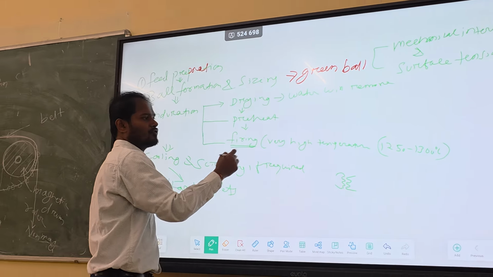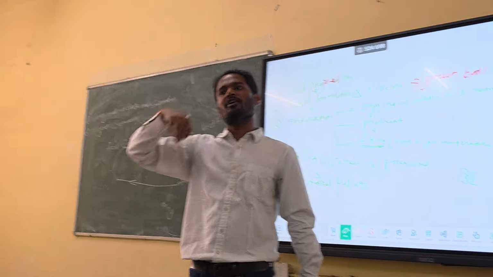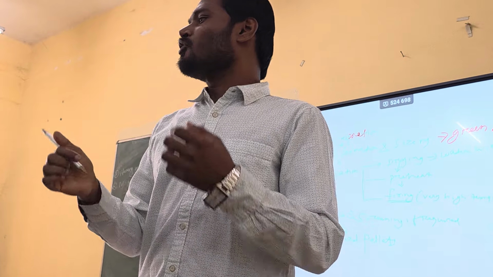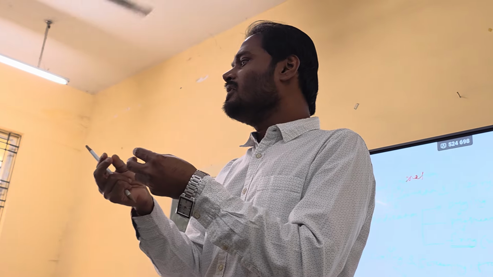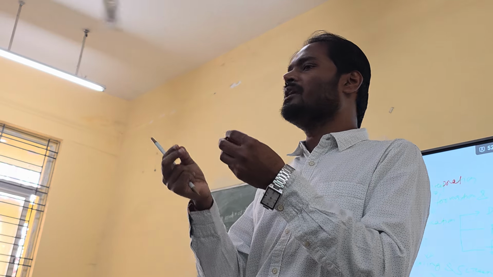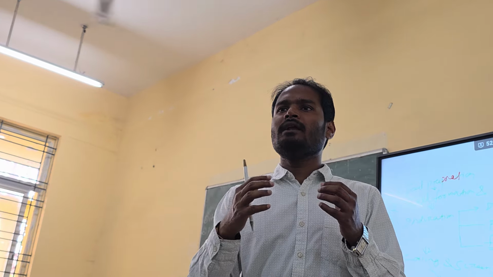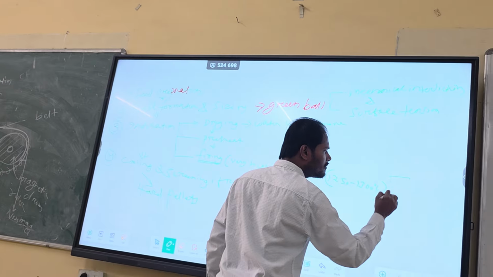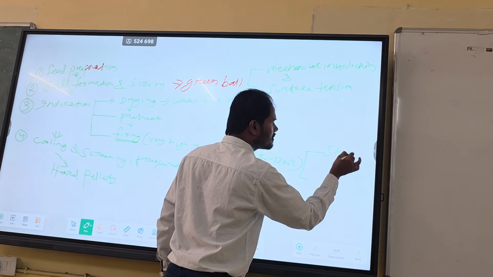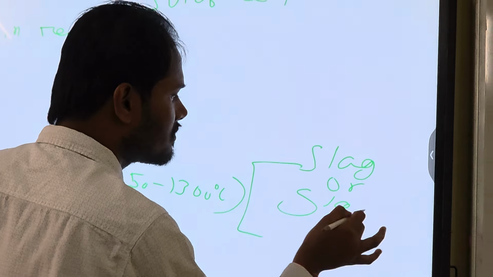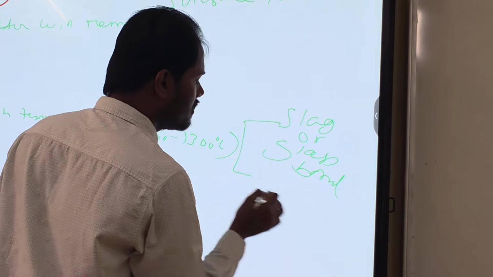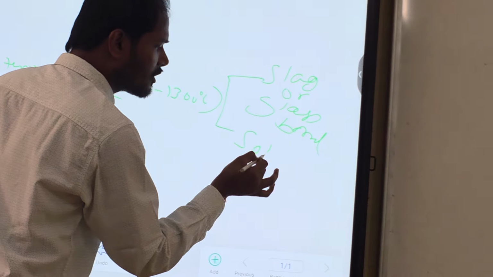Then firing. So firing, what exactly happens? You are taking it to a very high temperature, right? So they will become softened. Somewhat melting will be there. Some melting may be there. Some softening will be there. And two kinds of bonds will form. One is called slag or glass bond, and the other is solid state bond.